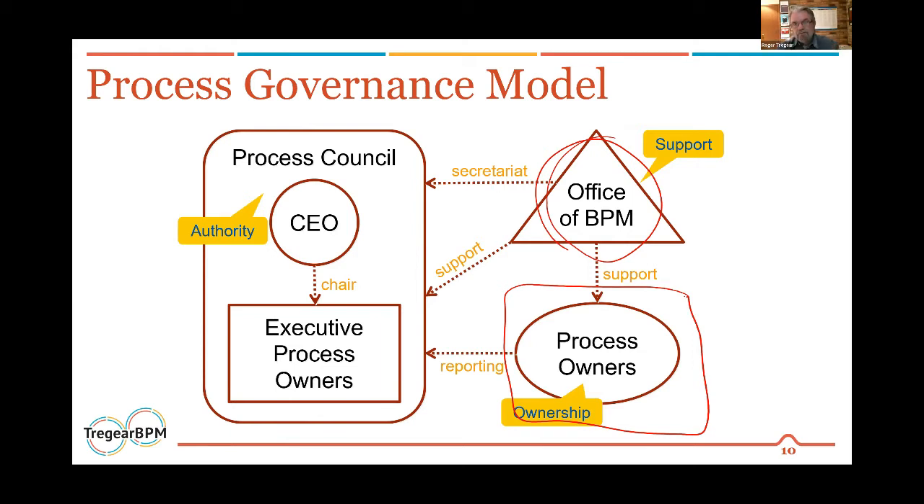So we need this governance model, and I think we certainly need support, we need ownership, and we need authority. And so this is my generic view of that. There might be other ways of doing it, but I think you still need those attributes of ownership, support, and authority. And keep in mind that this is a very different way of thinking about the organisation. So we're asking people to think differently about the organisation and how they manage it.